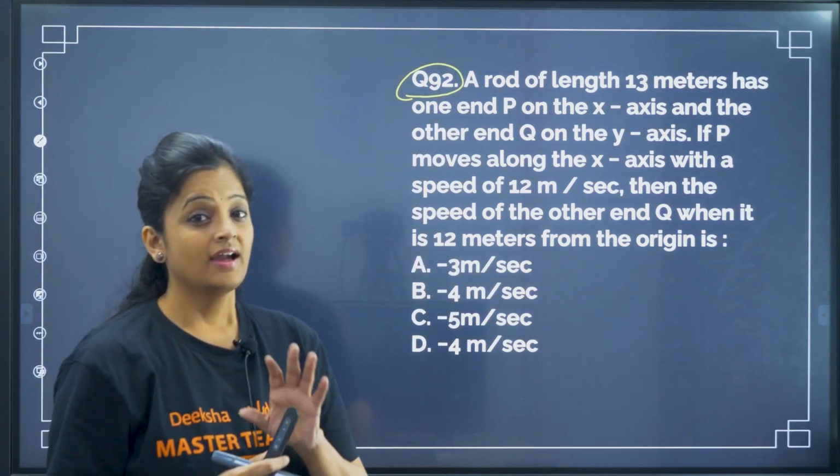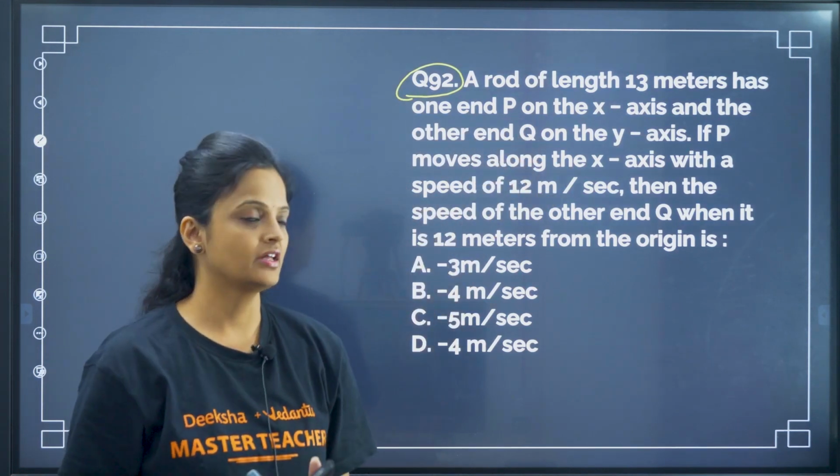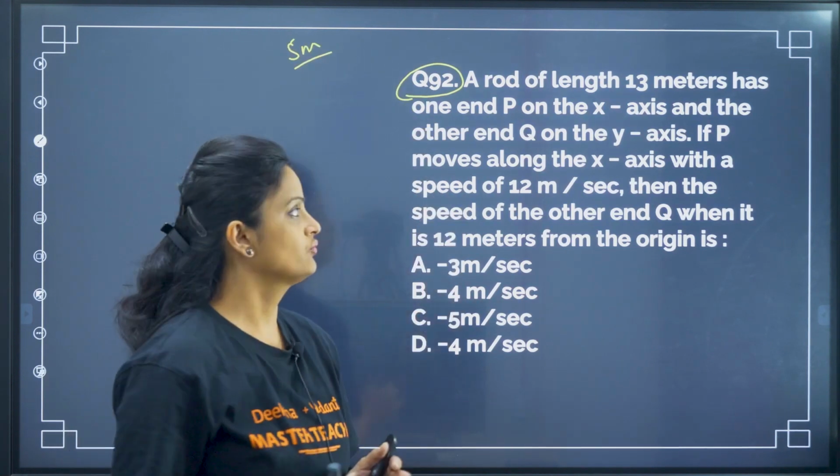92nd question. As it is a question you have in your NCERT paper, right? Many times you would have done this. This is a 5-mark question basically. Here the same kind of question.